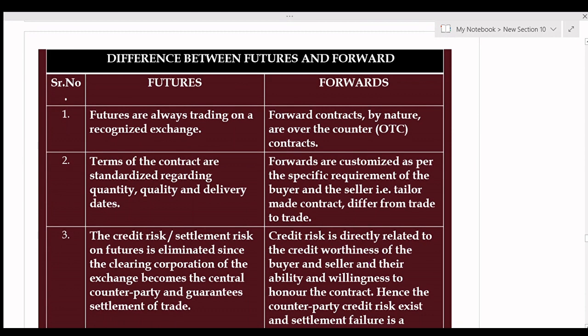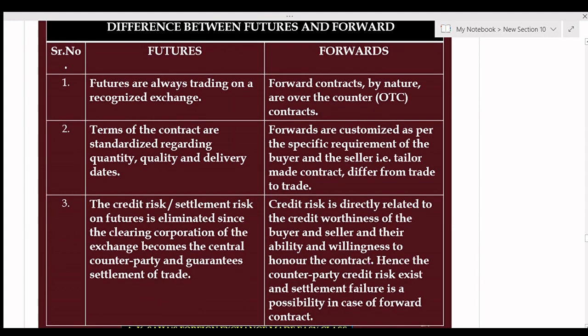Now comes the difference between future and forward. Futures are always traded on a recognized exchange. Forward contracts by nature are OTC contracts. Terms of the futures contract are standardized regarding quantity, quality and delivery dates. Forwards are customized as per the specific requirements of the buyer and seller, that is, tailor-made contracts that differ from trade to trade.